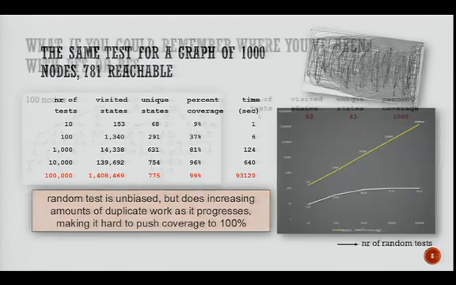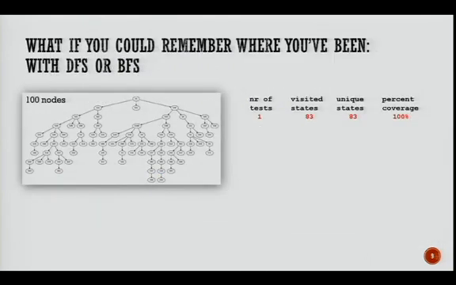So now, is there anything else that you can do? The question is, if you could remember where you've been, like if you visit states, so it's the traveling salesman problem. If you can remember where you've been, you can avoid going back to the same cities over and over again. So what if you did a depth-first search or a breadth-first search in those same graphs that I just showed you? So here's a depth-first search, a breadth-first search in the first graph of 100 nodes. You do one test, you visit all the states, guaranteed, and you have 100% coverage in a fraction of a second.